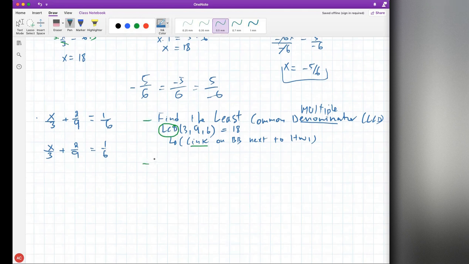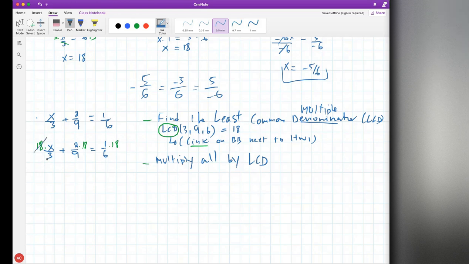The next step, once you find the LCD, you just multiply all by the LCD. You're going to find the LCD, which is 18. Next step is pretty simple. Just take that LCD and write it next to each fraction as a multiplication, but we're not multiplying yet. Instead, we're going to divide all of these so we can cancel the fractions. So see what happens here if we simplify or divide.